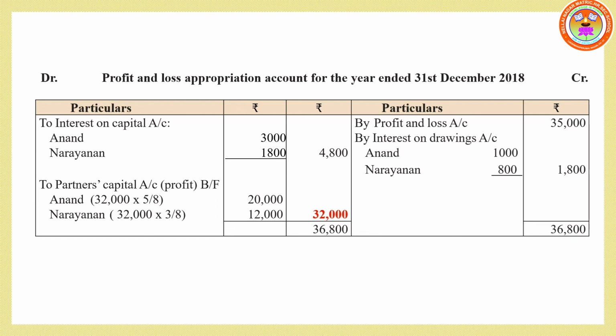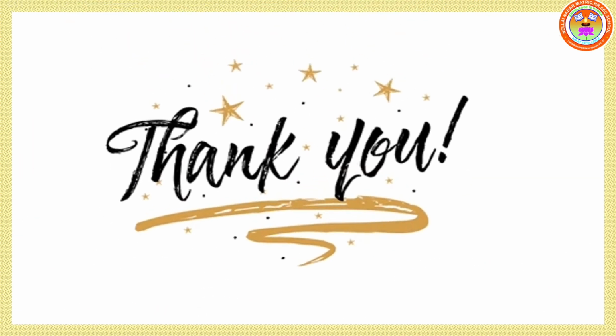Profit and loss appropriation account debtor 32,000 to Anand's capital account 20,000, to Narayanan's capital account 12,000. Clear? So just go through the formula for the profit and loss appropriation account. Enter all these answers in your classwork note. Let me see the remaining sums in the next class. Thank you.